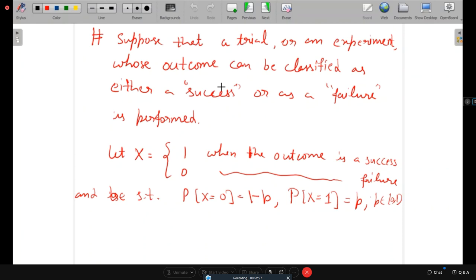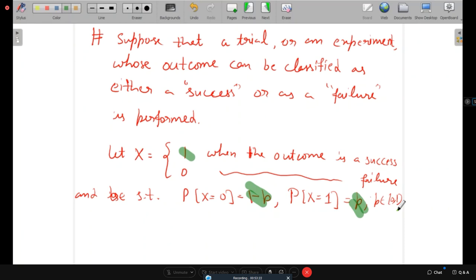And its PMF is also straightforward. The probability of success, which we generally denote by P, and the probability of failure is 1 minus P. If I read this from the first line: suppose that a trial or an experiment whose outcome can be classified as either a success or a failure is performed, and let X take the value 1 when the outcome is a success, and 0 when the outcome is a failure. It's a kind of indicator random variable.